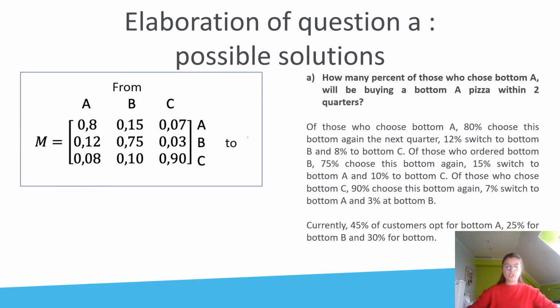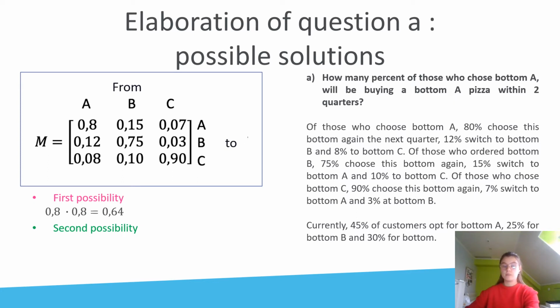Now we take a look at question A. What percent of those who chose bottom A will be buying a bottom A pizza within 2 quarters? We have a first possibility. A person who chose bottom A will be buying, the next quarter, also a bottom A pizza. This means that we multiply 0.8 and 0.8. That gives us 0.64.